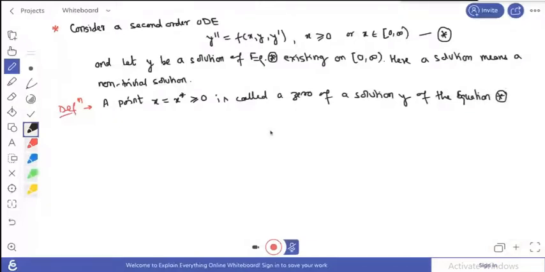If this y at x star equals zero, then this point is called a zero of the solution of this equation star. Similarly, what is an oscillatory and non-oscillatory solution?